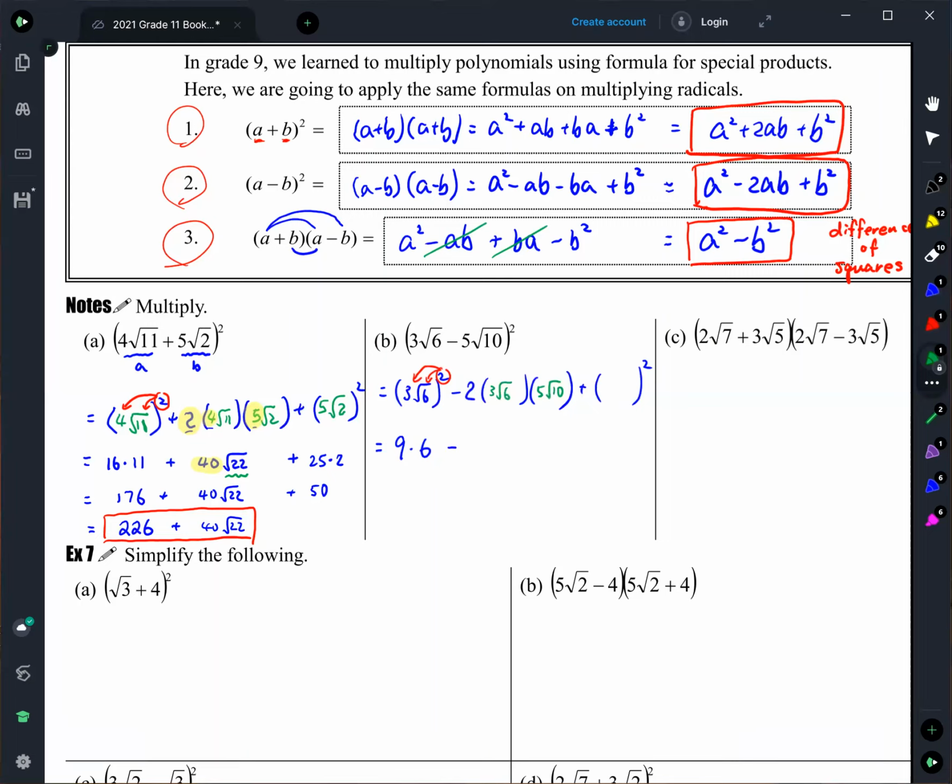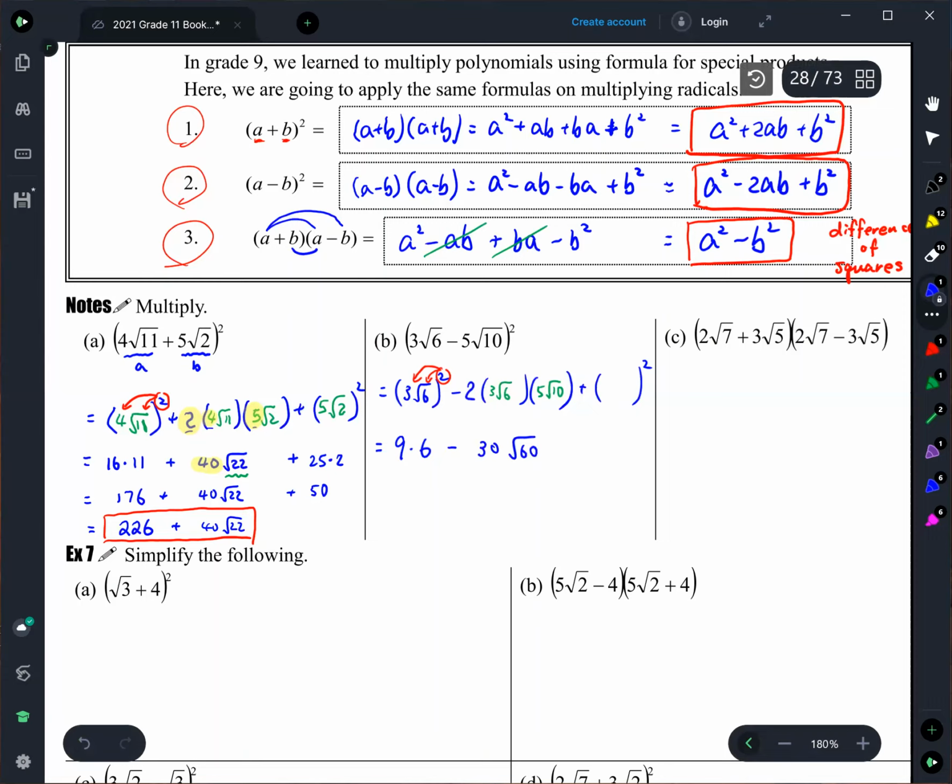Isabella, what's the answer when you do that? For the middle one, 2 times 30, and then on the outside square root 60. Square root 60, yeah. Okay, very good. And then the last one, the b squared. Mackenzie, can you try this one? B squared.